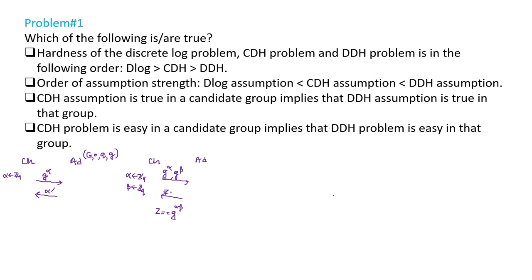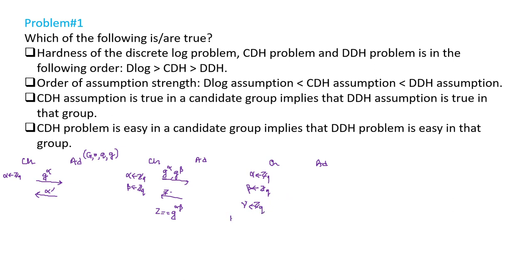Okay, and in the DDH case, the challenger again chooses alpha, beta, and also chooses some gamma, right?